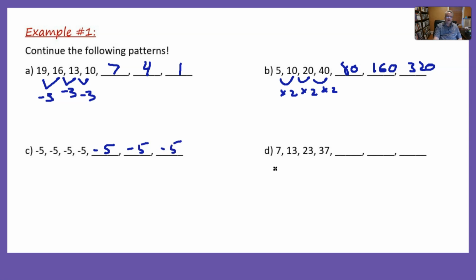All right, the last one here is kind of different. I'm going to find the differences. 13 minus 7 is 6. 23 minus 13 is 10. 37 minus 23 is 14. So it's not like the first one where it's going up or down by the same amount, but there is a pattern to the differences.